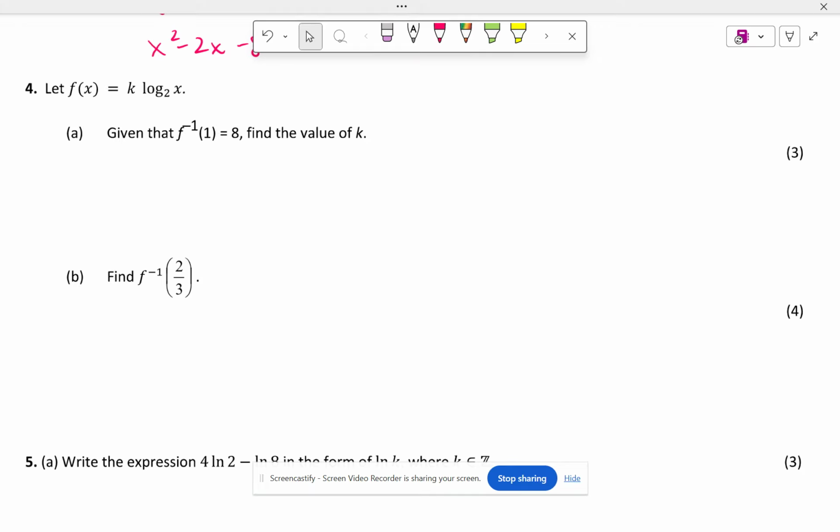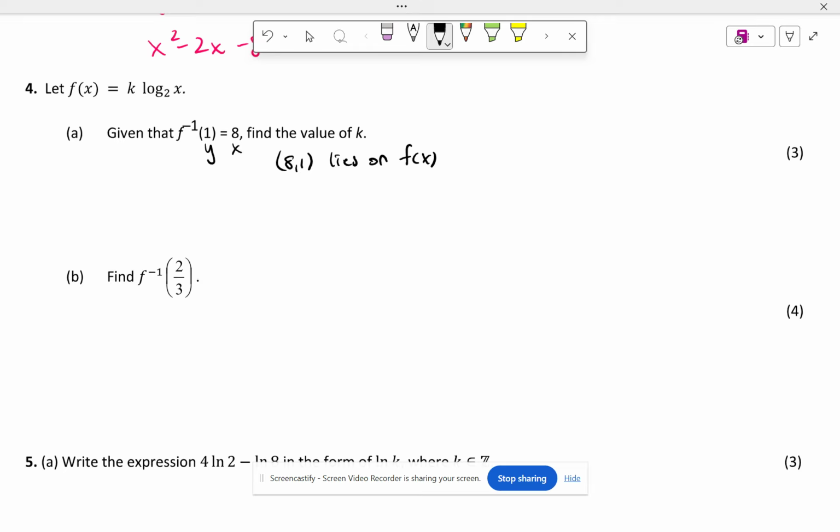It says, let f of x equal k times log base 2 of x. Given that, now we're talking about the inverse, right? We have the inverse of 1 is equal to 8. Find the value of k. So on the original, this would be a y, and this would be an x. So the point (8, 1) lies on f of x. They gave us a little clue about the inverse.